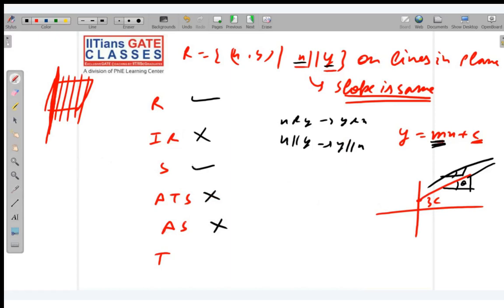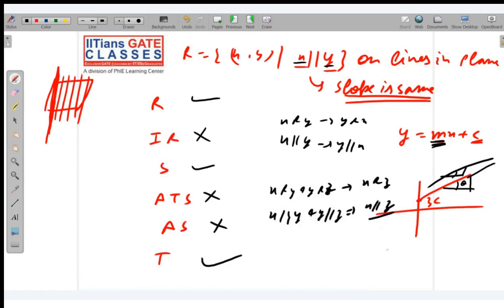What about transitive? Transitive means what? Definition will apply. X related to y and y related to z implies x related to z. So x parallel to y and y parallel to z. Obviously, x is parallel to z, na? Yes, sir. It is transitive. So it is transitive.